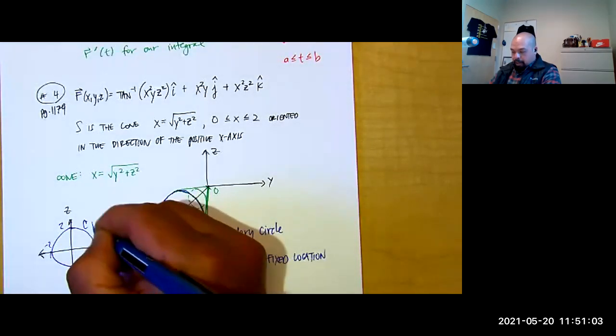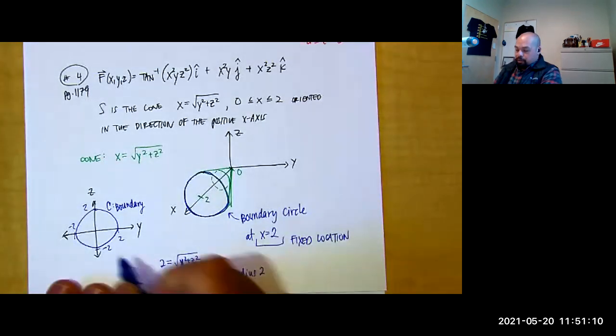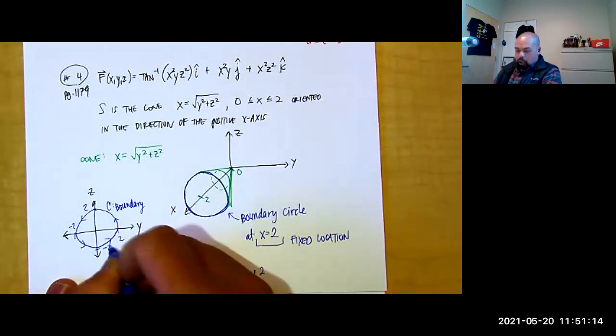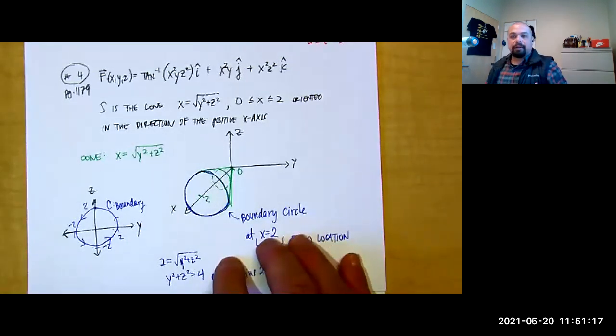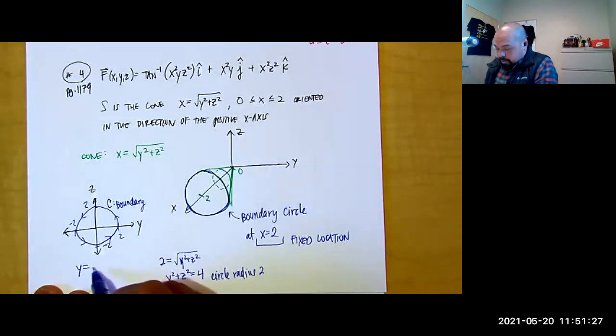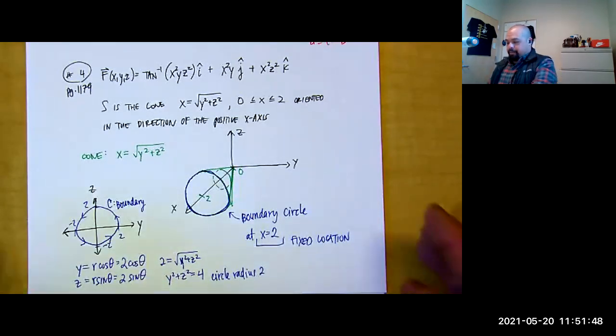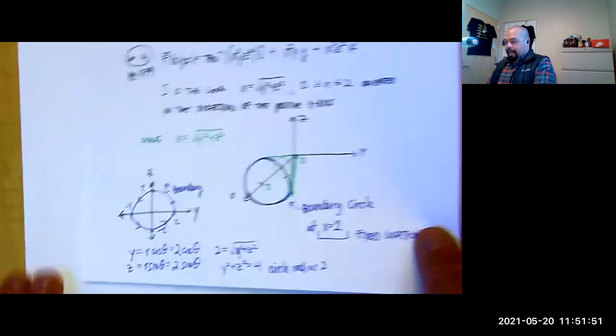So this is what our boundary looks like. And again, we want to traverse this in the positive orientation, counterclockwise, just like we would think about with our polar coordinates before, these circles. Now, instead of having x and y, we have y and z. So in this case, y is the radius times cosine theta, and our radius is 2, so 2 cosine theta. z is 2 sine theta, right? We're fixed at x equals 2. Or we can do t, right?